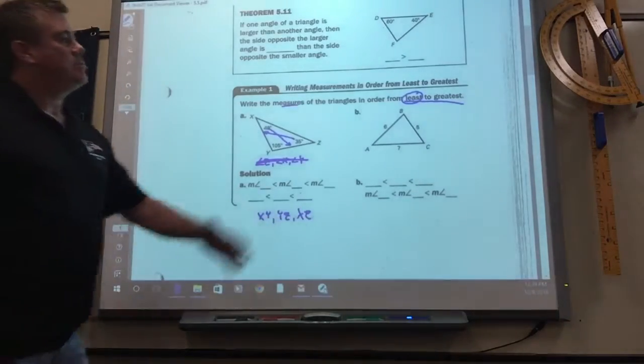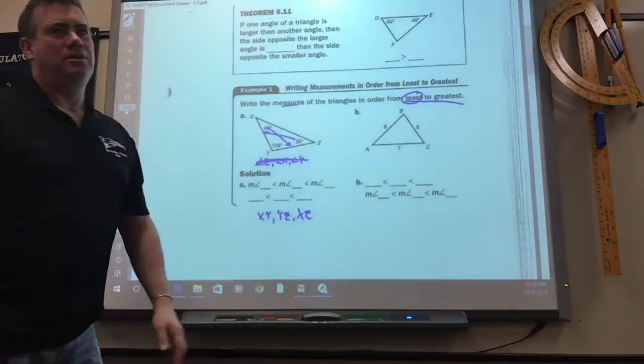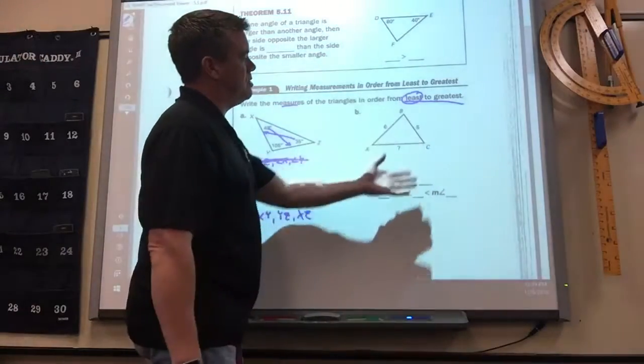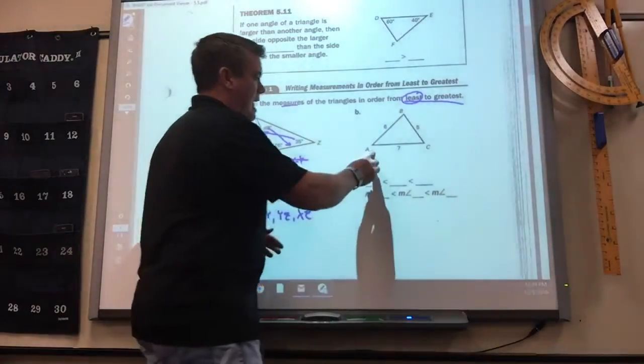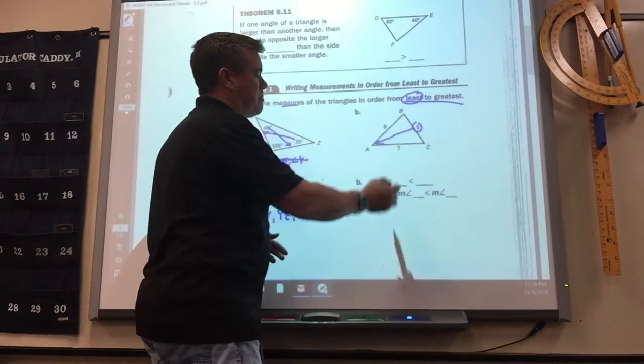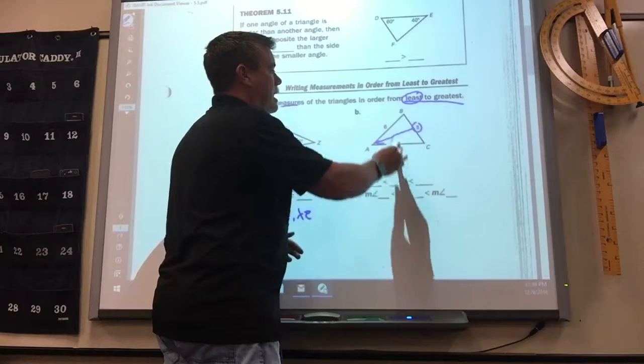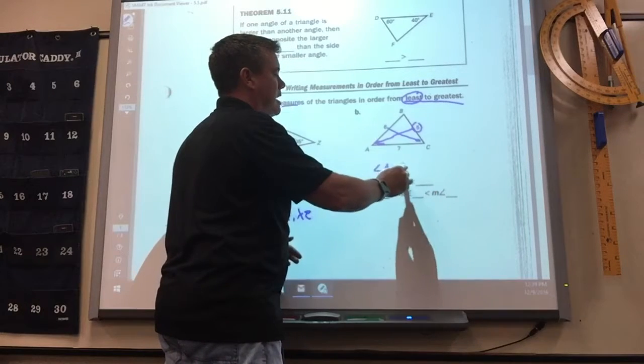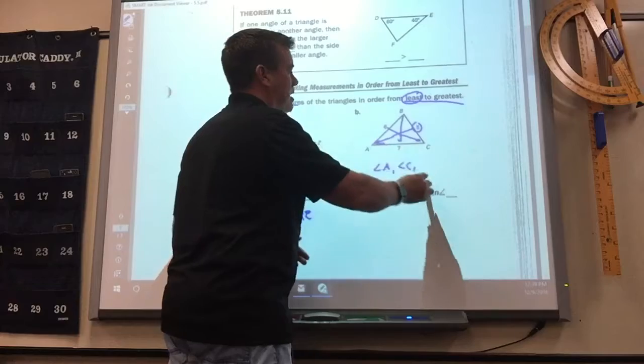Then when they give you the sides, you got to list the angles. So of these three, which is the smallest angle? Angle A, because 5 is the smallest. So 5 is opposite of A. Then it would be angle C, and then angle B.